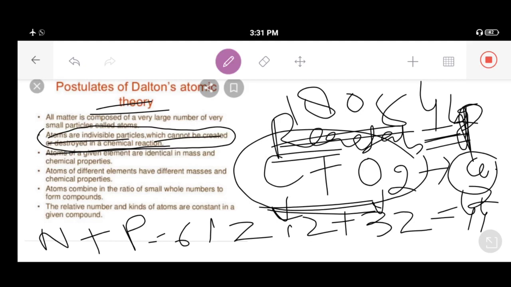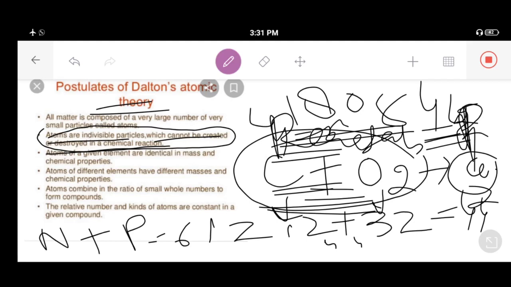According to the law of conservation of mass, during any chemical change, here carbon is reacting with oxygen, meaning a chemical reaction is occurring between the carbon and the oxygen, the total mass of the products is equal to the mass of the reactants. These are the reactants and this is the product. 44 equals 44, that means LHS equals RHS, the mass of the reactants is equal to the mass of the products.